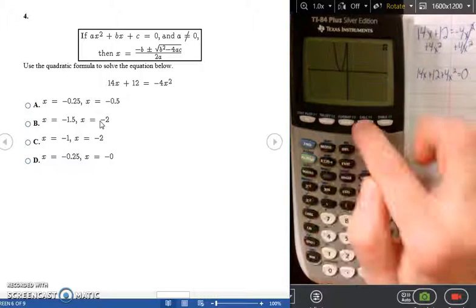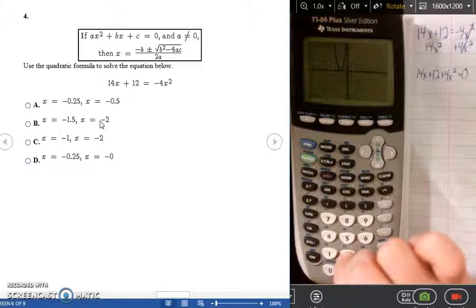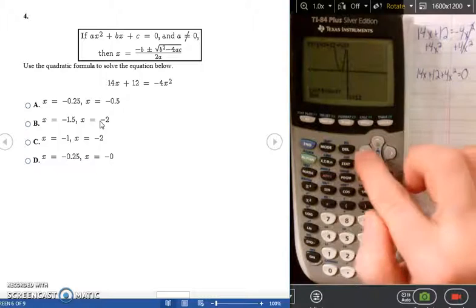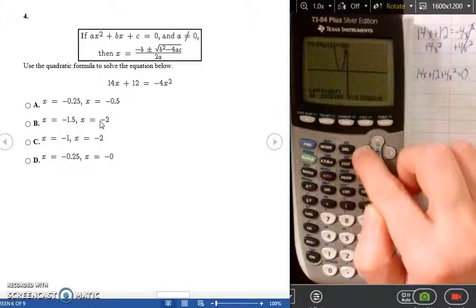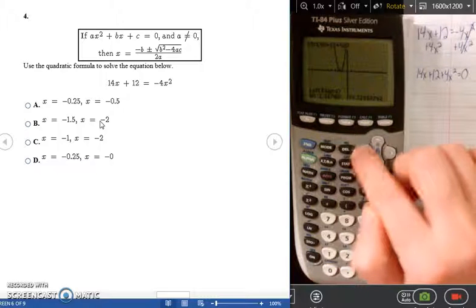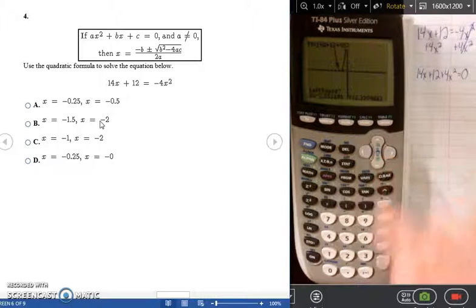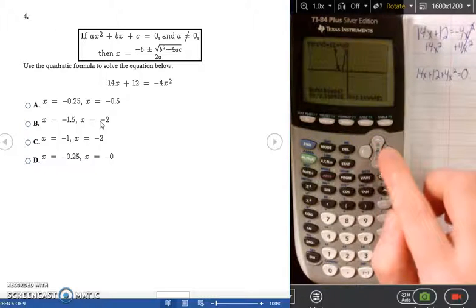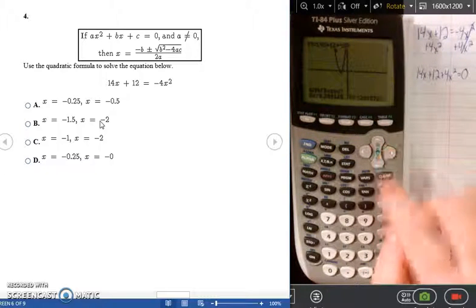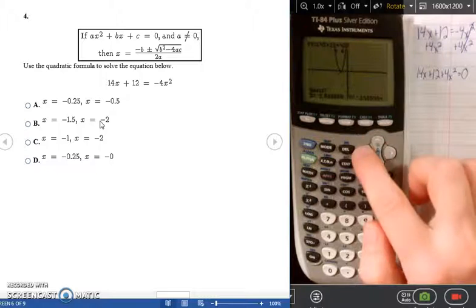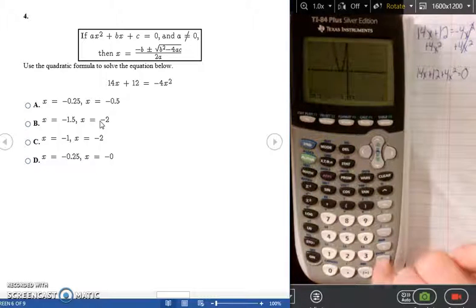So I'm going to press second calc, and I'm calculating a 0, so I do choice 2. And then I'm going to move my little Spider-Man to the left of my first x-intercept and press enter. And then I'm going to move it to the right and press enter, and then I'm going to get as close as I can to that first one and press enter.